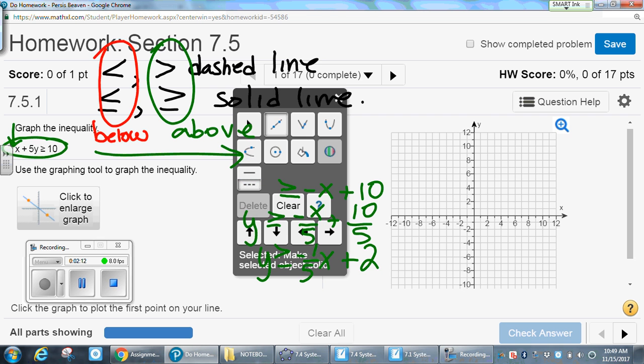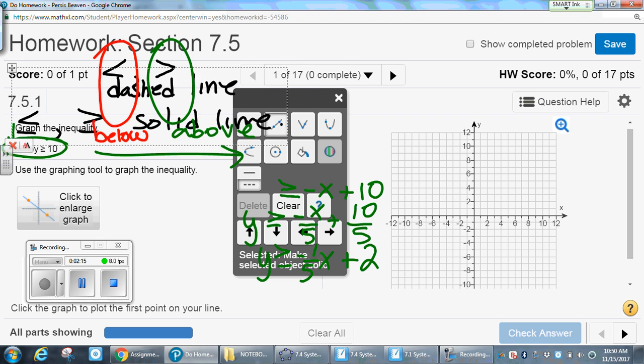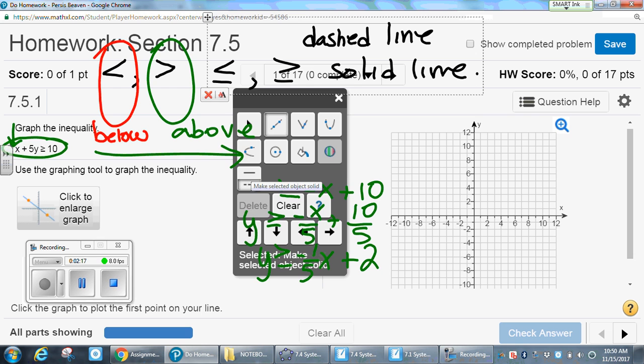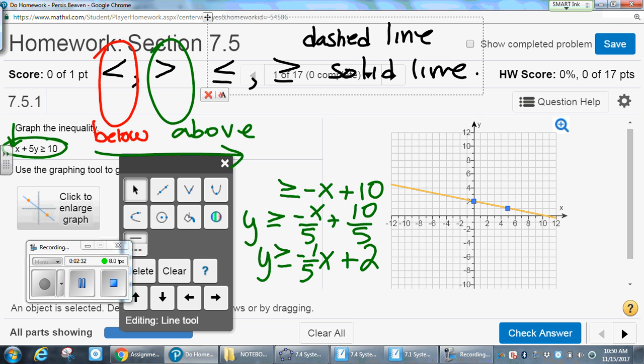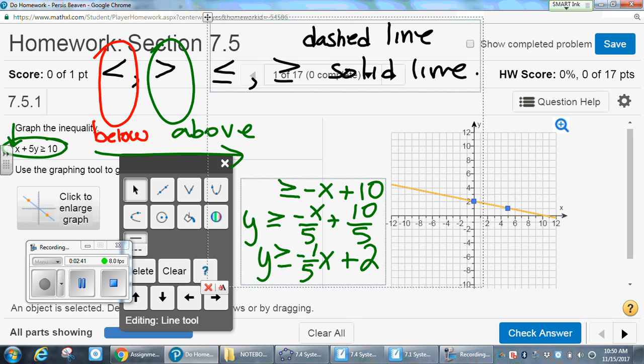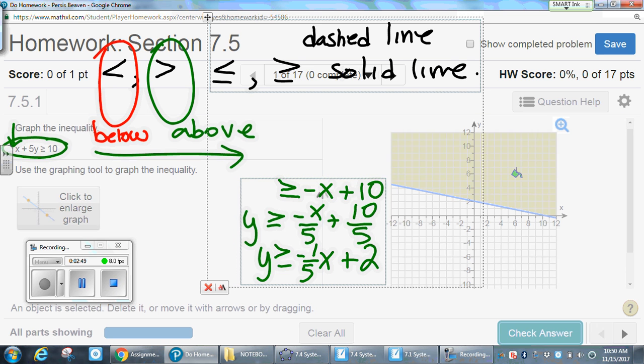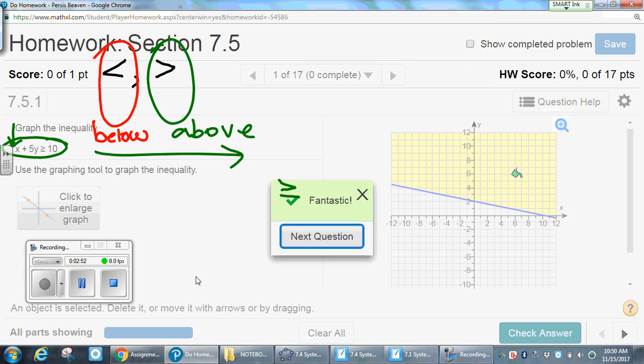Yeah. Okay, so solid. And then we're going to use the y-intercept. You can see that the y-intercept is actually the number that we have here, which is 2. So we plot the point at 0, 2. And then by using the slope, that tells me 1 down and then 5 to the right. And then we need to color. Are we going to color above or below? Above. So then you select the little bucket of paint and we color above. And that's it. And I got it right.